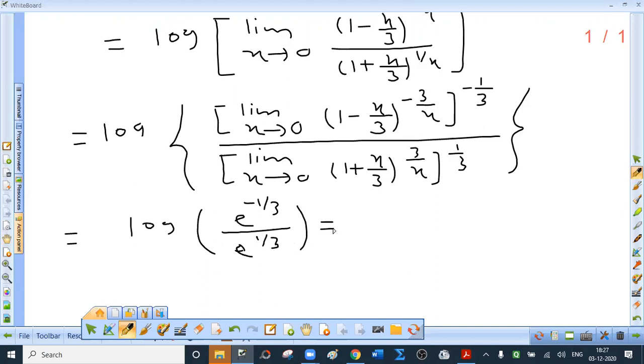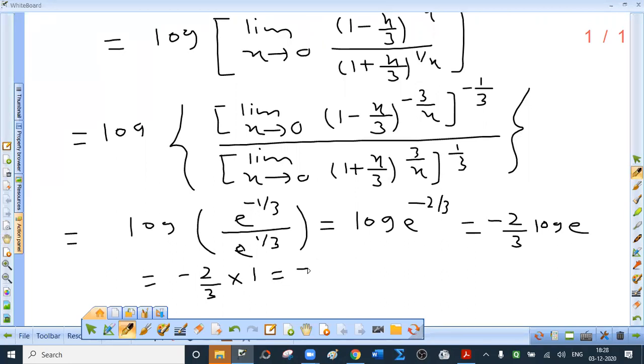Use laws of indices. So this is log of e raised to minus 2 upon 3. What is log of m raised to n? It is n log m. So minus 2 upon 3 log e. So minus 2 upon 3 into 1, that is minus 2 upon 3. So this is the final answer.